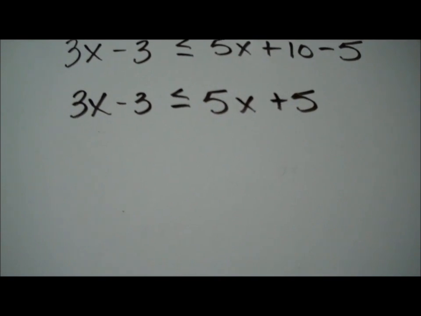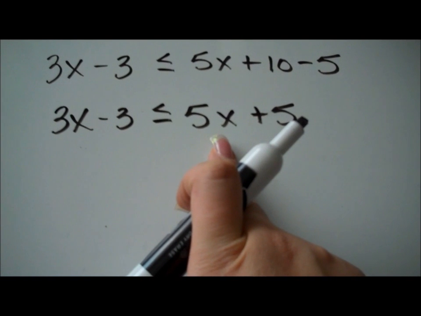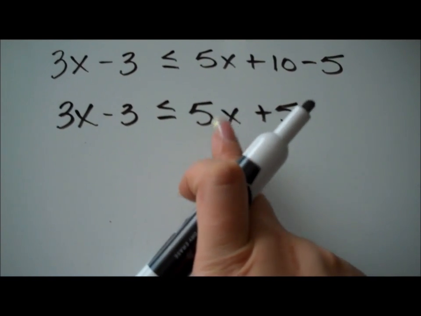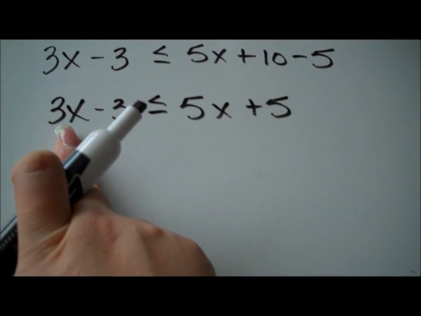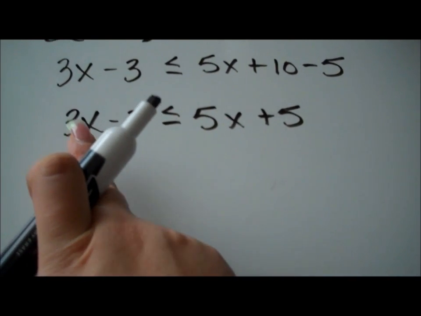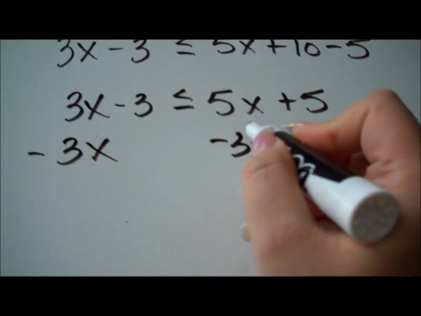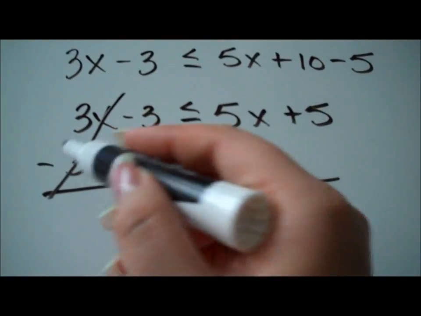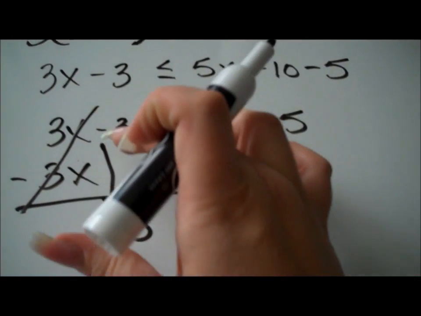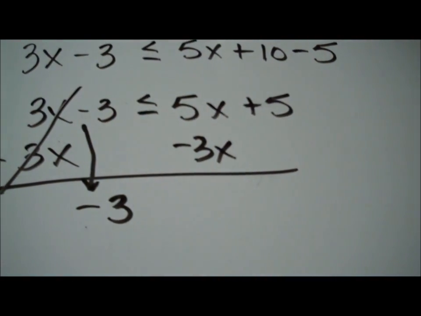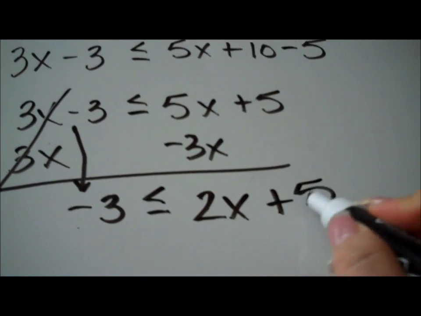Okay, now again you have a choice here. Either you're going to move the 3x or you're going to move the 5x. You want to try to keep this positive, so you don't want to move the bigger number, because the bigger number will change to a negative when we bring it over here, which will give us a negative answer. You want to move the 3x, so I'm going to subtract 3x on both sides. They cancel. Do not forget that that is a negative 3. Bringing down the sign, negative 3 is less than or equal to 2x plus 5.